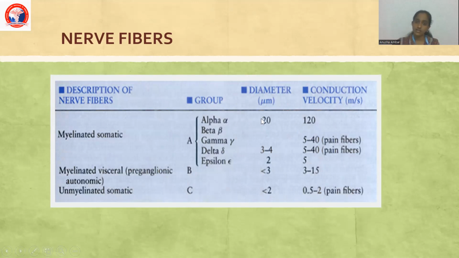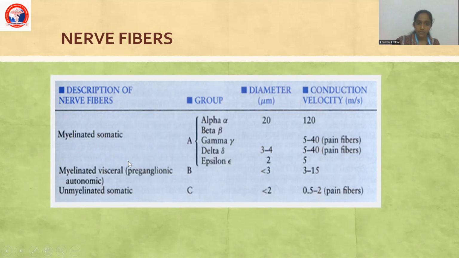A and B are myelinated. C is unmyelinated. That is why the thickness, that is, the diameter, keeps decreasing. Whenever we have myelin, the speed of conduction will be more. In unmyelinated fibers, the speed will be less. So that is the concept behind conduction velocity. You can see the velocity keeps decreasing as we move from A to C because the myelination is getting lost as we move from A to C.